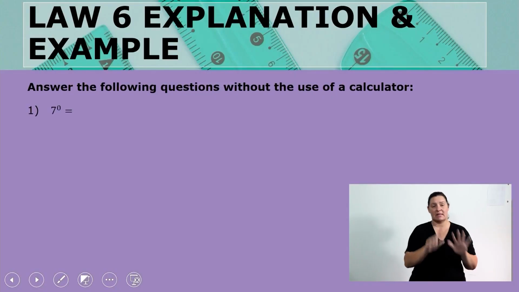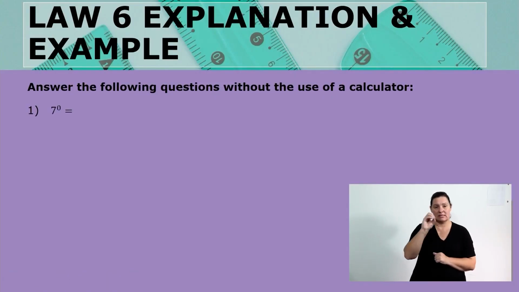So let's look at a few more examples here. So we have 7 raised to the exponent 0. What is our answer? Yes, you are correct. It is 1.